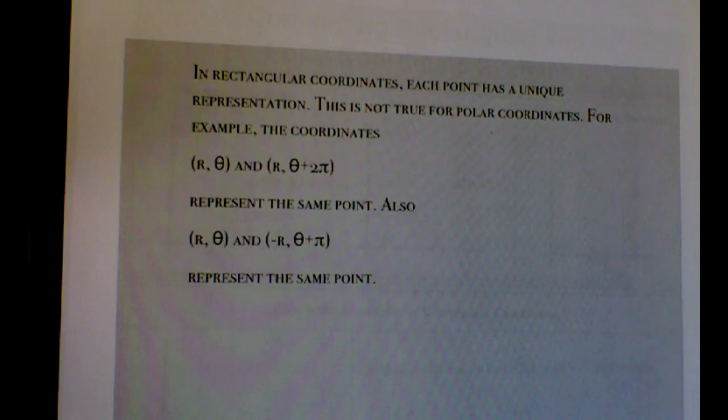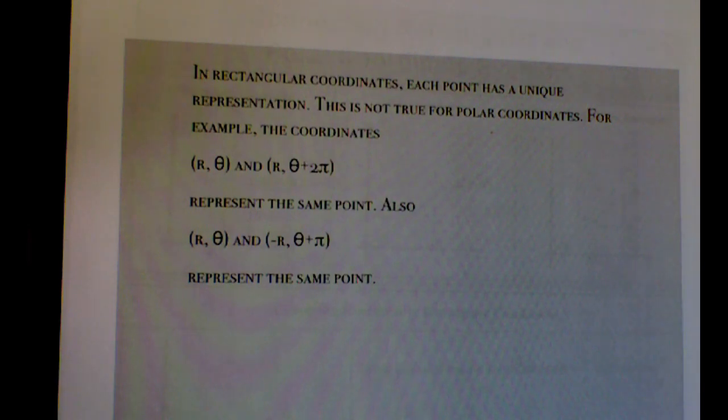So as we just saw, we can have multiple points with different coordinates that lay on the same spot. In rectangular coordinates, each point has a unique representation. No two different coordinates lie on the same spot. But this is not true for polar coordinates. For example, the coordinates (r, theta) and (r, theta plus 2 pi) are the same point. So I can just add 2 pi to my angle. If the radius is the same, it's going to be the same point. Also, (r, theta) is the same as (negative r, theta plus pi).